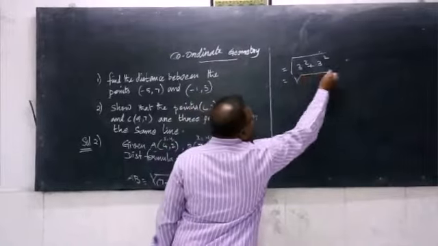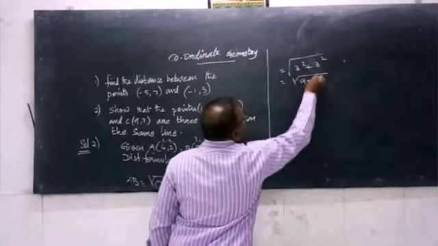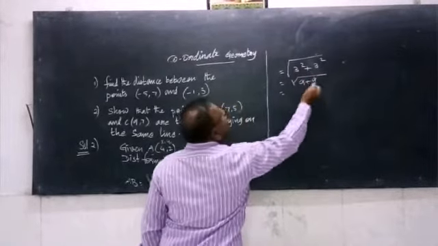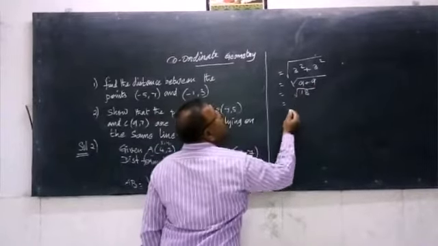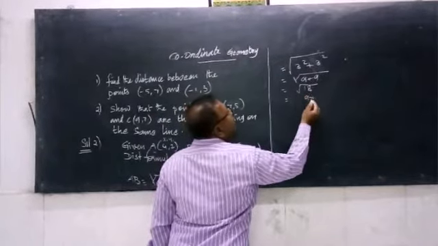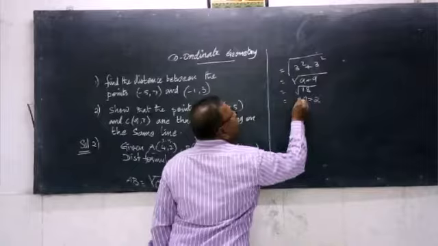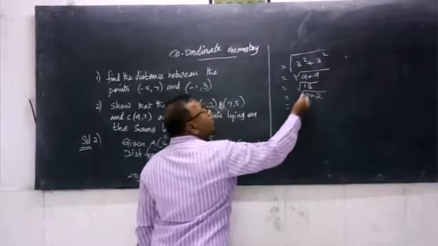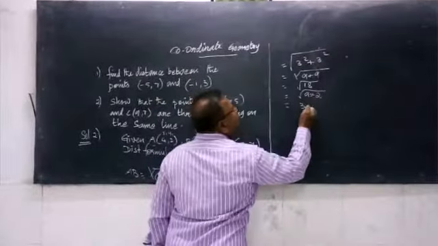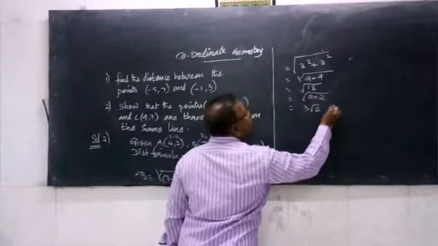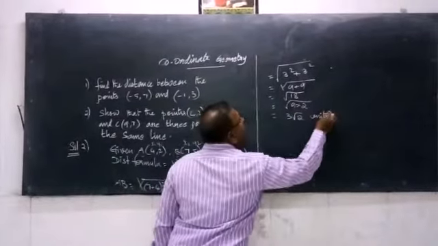This is root of 3 square, which is 9, plus again 9. 9 plus 9 is 18. Okay, root 18. We can write even this as 9 into 2, root of 9 into 2. Root 9 is 3. This root 2 I will write as it is. So this is 3 root 2 units.